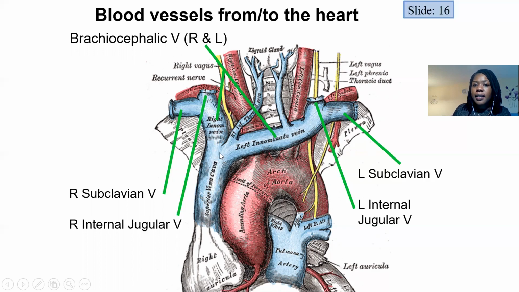Now, as we can see here, the brachiocephalic vein, now this term innominate is an old term, but it's the same as the brachiocephalic vein, right? So these two terms are interchangeable, this left innominate vein being an older term. And as we can see, the left brachiocephalic vein is longer because it has to communicate across the midline and enter into the superior vena cava, which is on the right side.